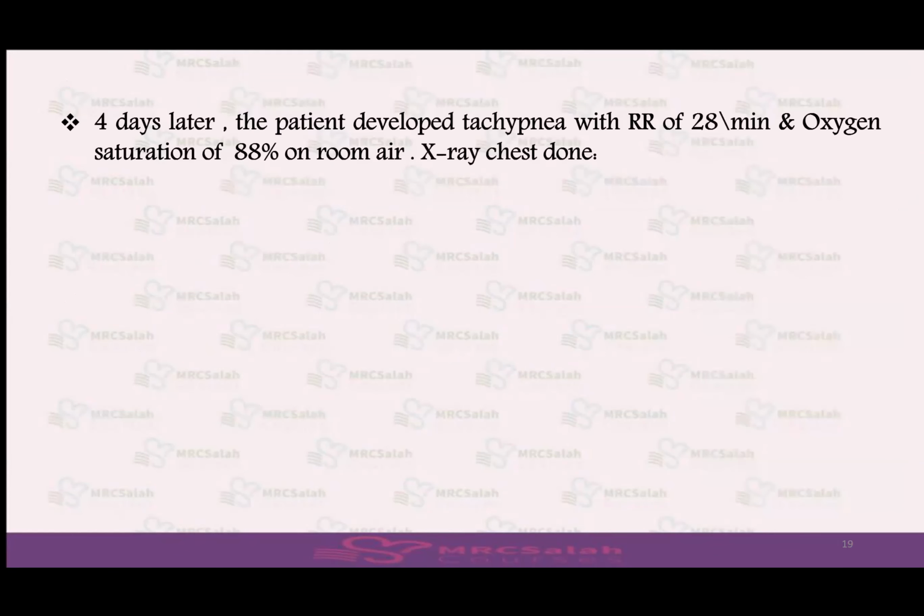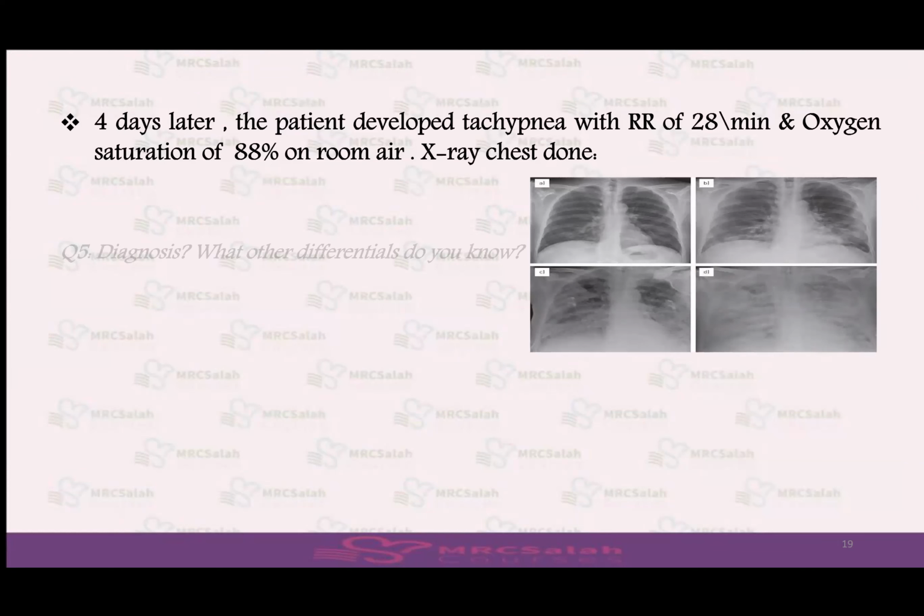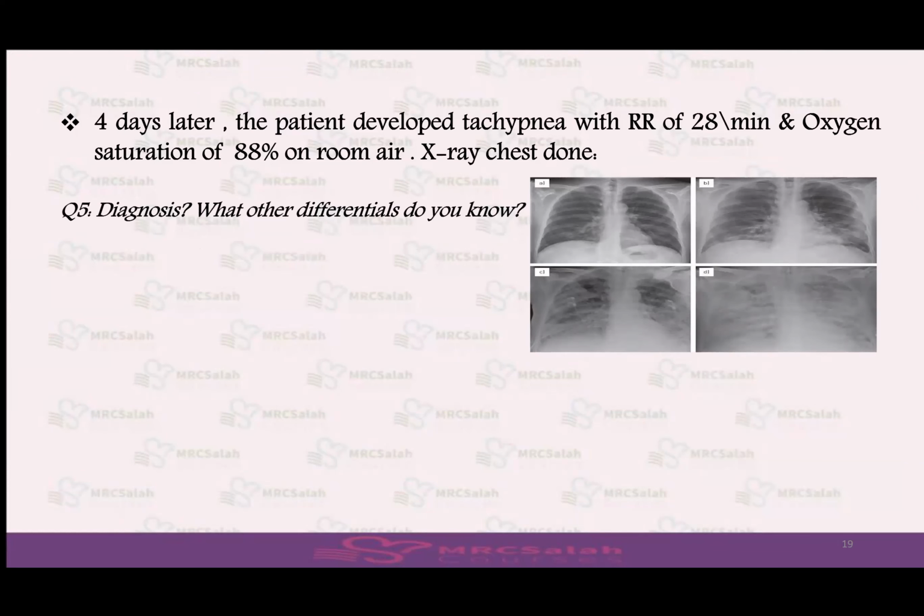Excellent. Dr. Ahmed, 4 days later, the patient developed tachypnea with respiratory rate of 28 per minute and oxygen saturation of 88% on room air. X-ray test done. In the light of this X-ray given to you, what is your diagnosis and what other differential do you know?